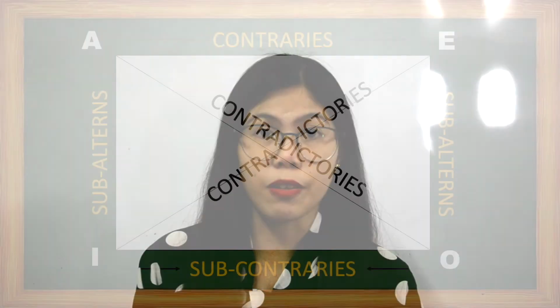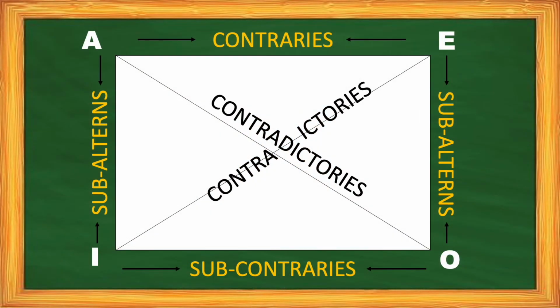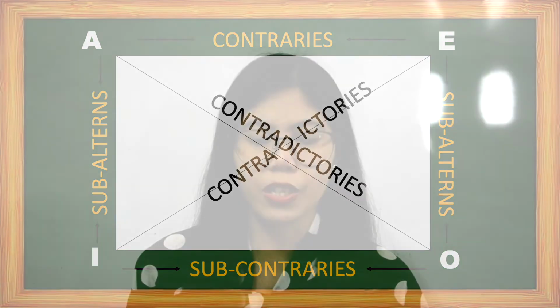The square of opposition is a convenient and effective tool in determining the truth value of propositions. To do this, let's see the relationship of the propositions which is shown in this figure. This will help you easily remember the square of opposition. Now let's discuss the terms involved here.